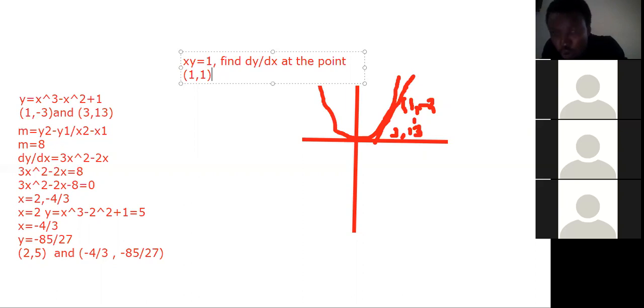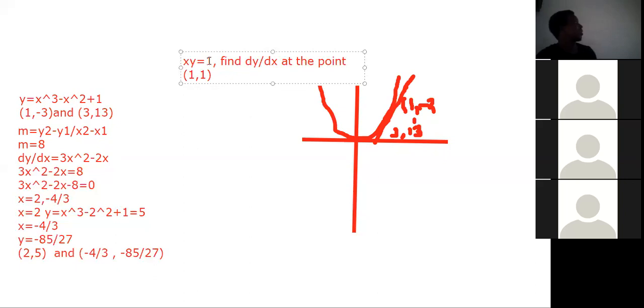But you used this thing. Oh, okay. But you don't know how to differentiate implicit functions? Sir, I did it, but I didn't differentiate the 1. When you differentiate the 1, you get 0.